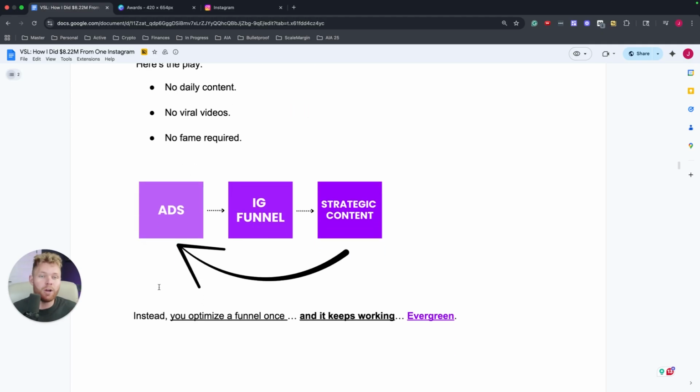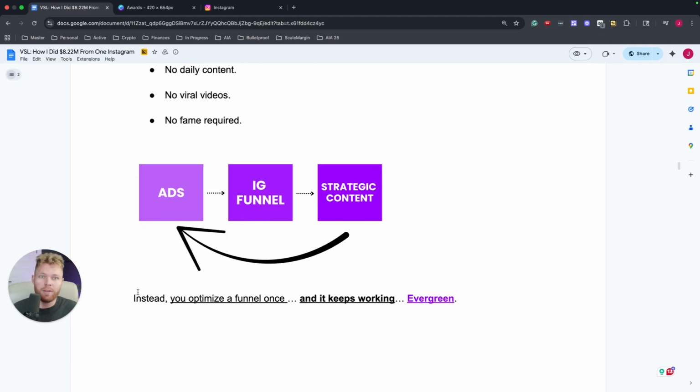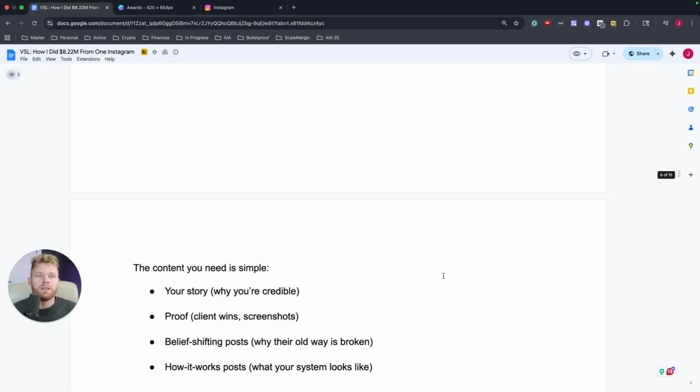Pretty amazing. Every offer, every industry is different depending on your TAM, your total addressable market. But the point is, once you get this up, you don't have to continue working harder and harder. It's evergreen, because once you optimize this funnel once, it keeps working. It's literally evergreen.